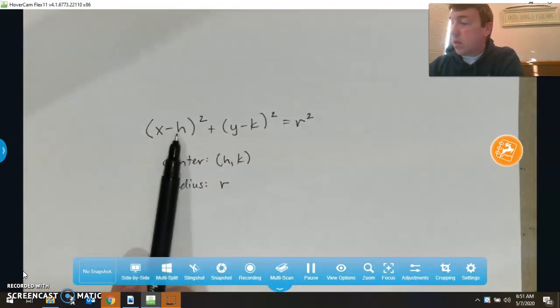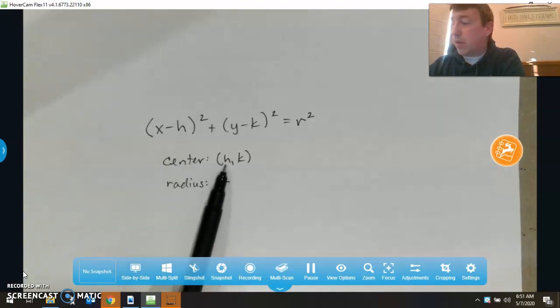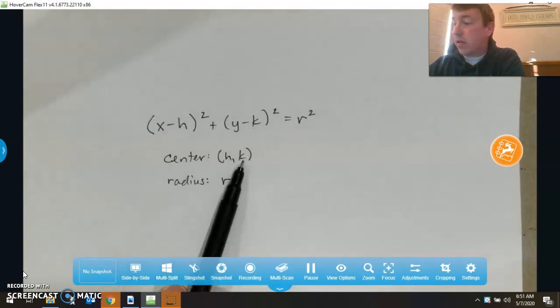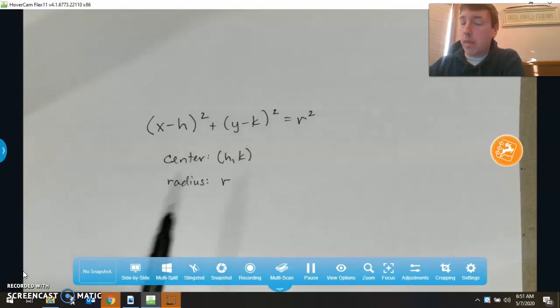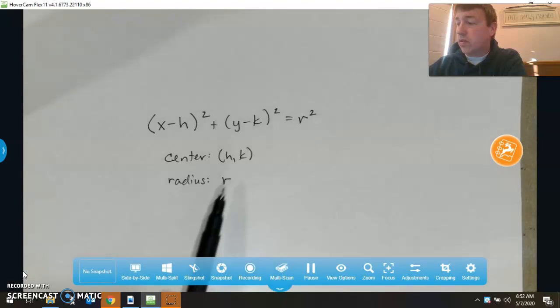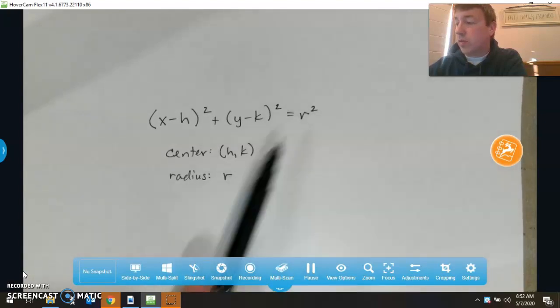If you notice, it says negative h here, but it says positive h here, negative k here, but it says positive k here. It's always going to be opposite, is one thing you have to remember. And the radius is always going to be the square root of whatever this number is here.